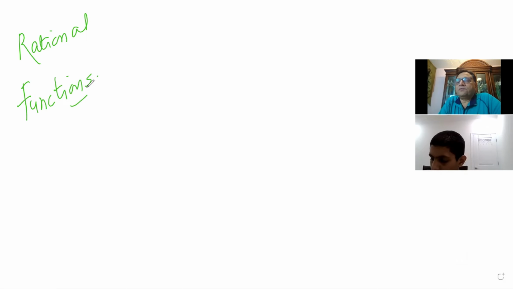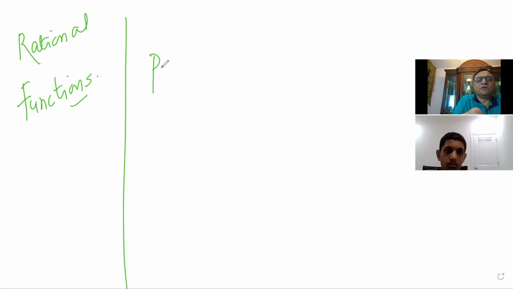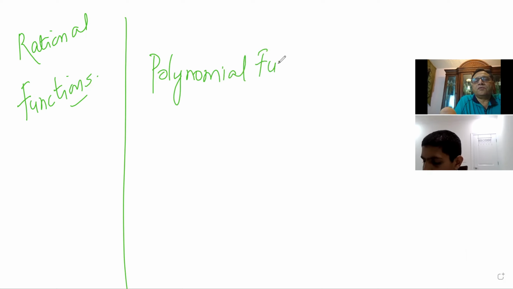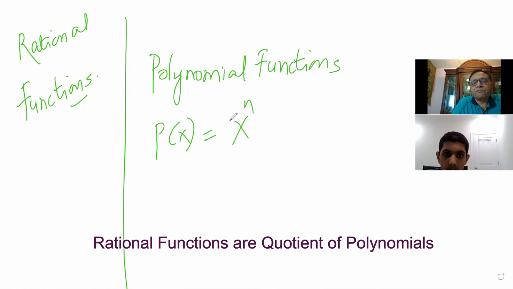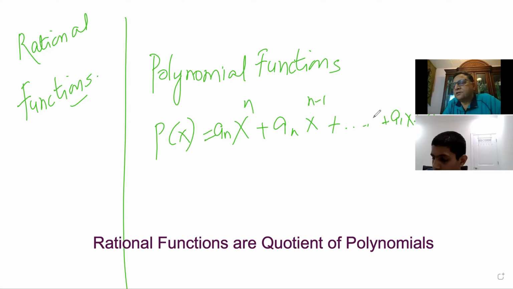So you know what are polynomial functions, correct? Yeah. Okay. So let's begin with polynomial functions. The polynomial function, let's write this as P of x, can be written as a_n x to the power of n, which is a leading term. So it will have a coefficient, let's say a_n, plus a_(n-1) x to the power of n minus 1, plus so on, till, let's say, a_1 x plus a_0, a constant term.